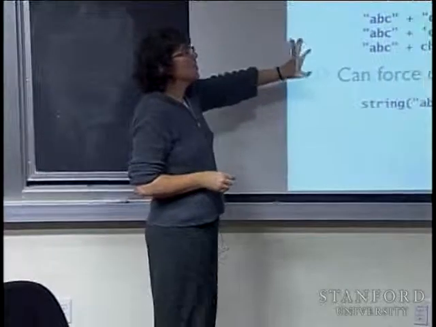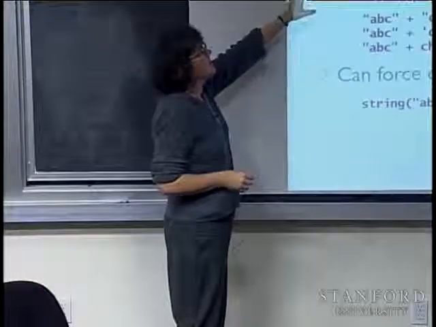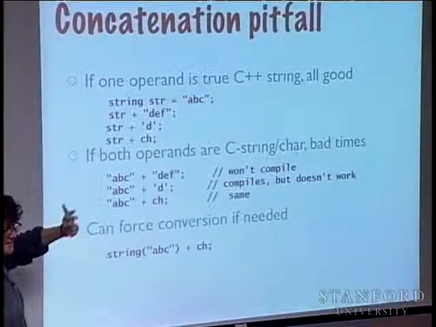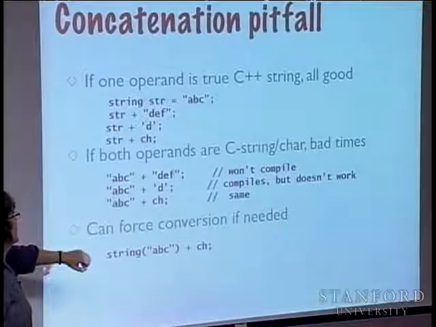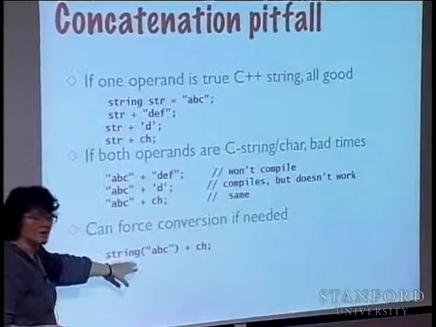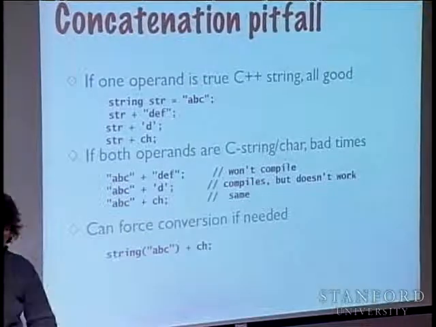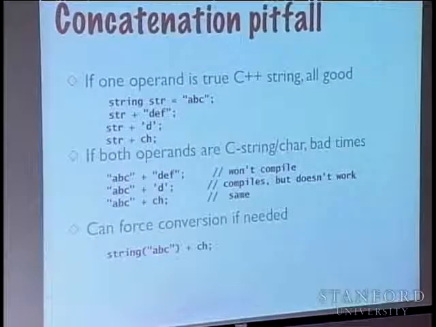But what I want you to come away with is just this memory: when I'm using concatenation, be sure that one of the two operands is a C++ string. If you have to, force one. If you have a string literal and you want it to be a C++ string, then make it one to avoid running into this. Because the mistake that you get from this is actually quite mystical and very confusing.